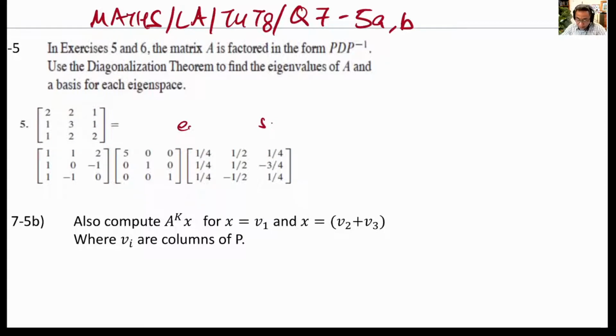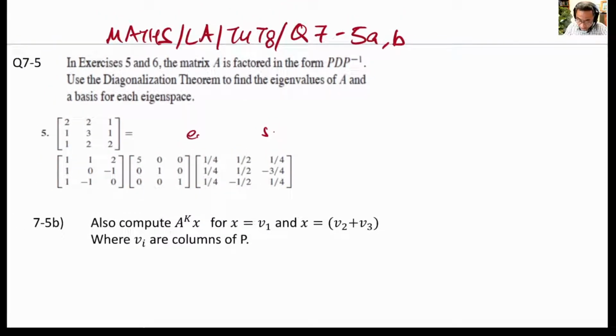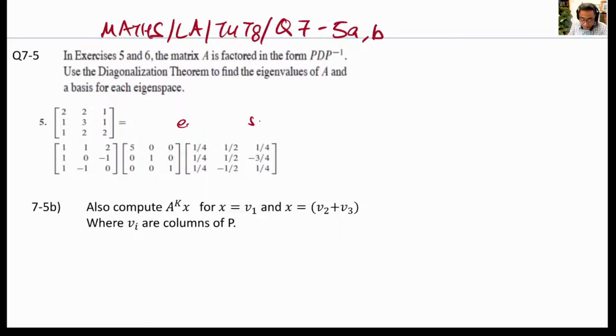This is Maths Linear Algebra Tutorial 8, question number 7, parts 5a and b. In 5a, this is the original question, and we have introduced a new question 7-5b part. Today we'll do both of them.